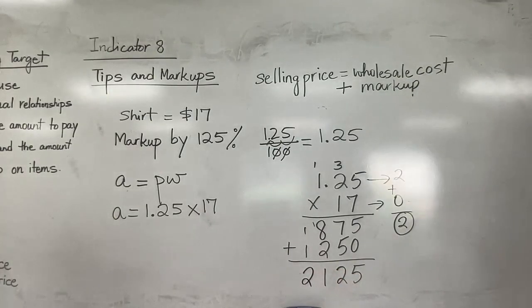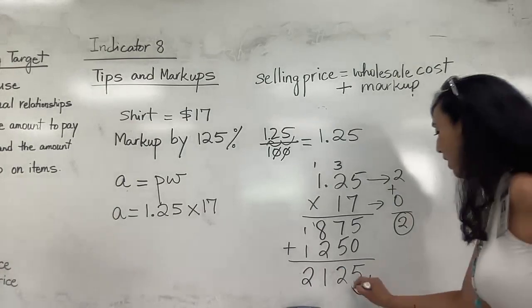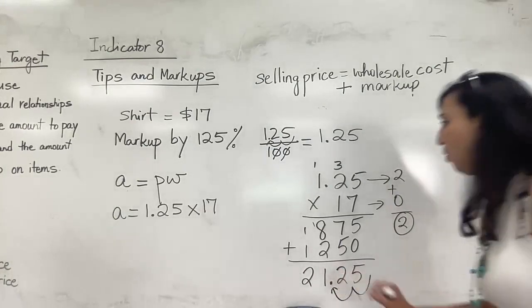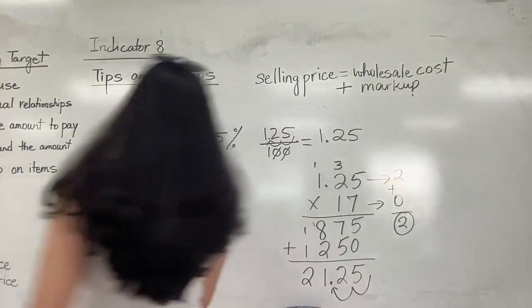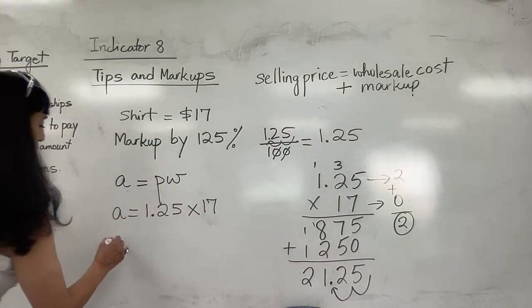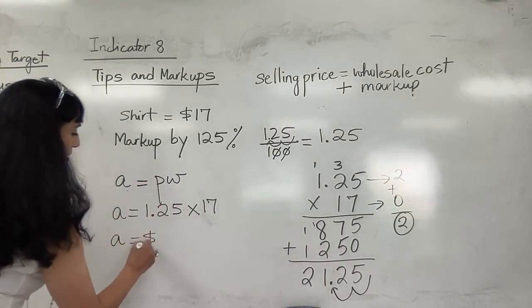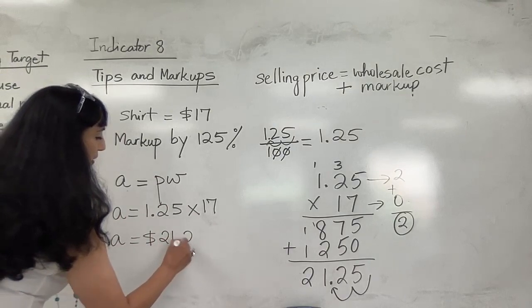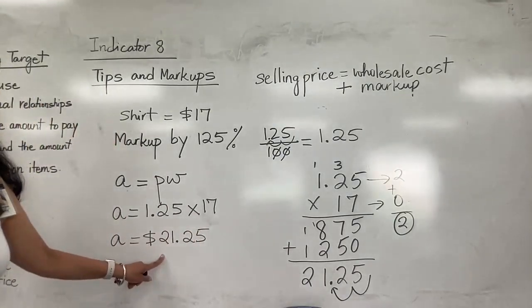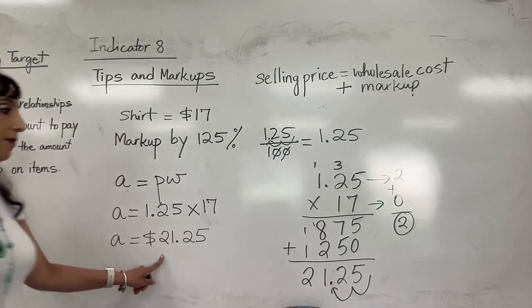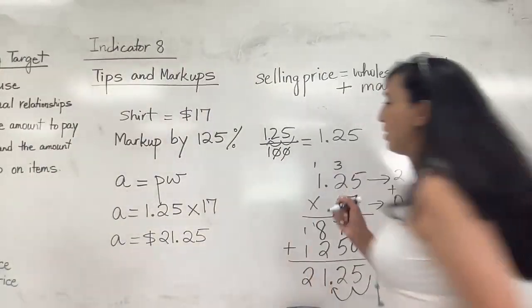Okay, and then I am going to move 2 decimals to the left. So therefore, what is this amount? I have $21.25 is the amount that is marked up. So this A is $21.25. This is how much more is added to the original amount, and the original amount was how much?